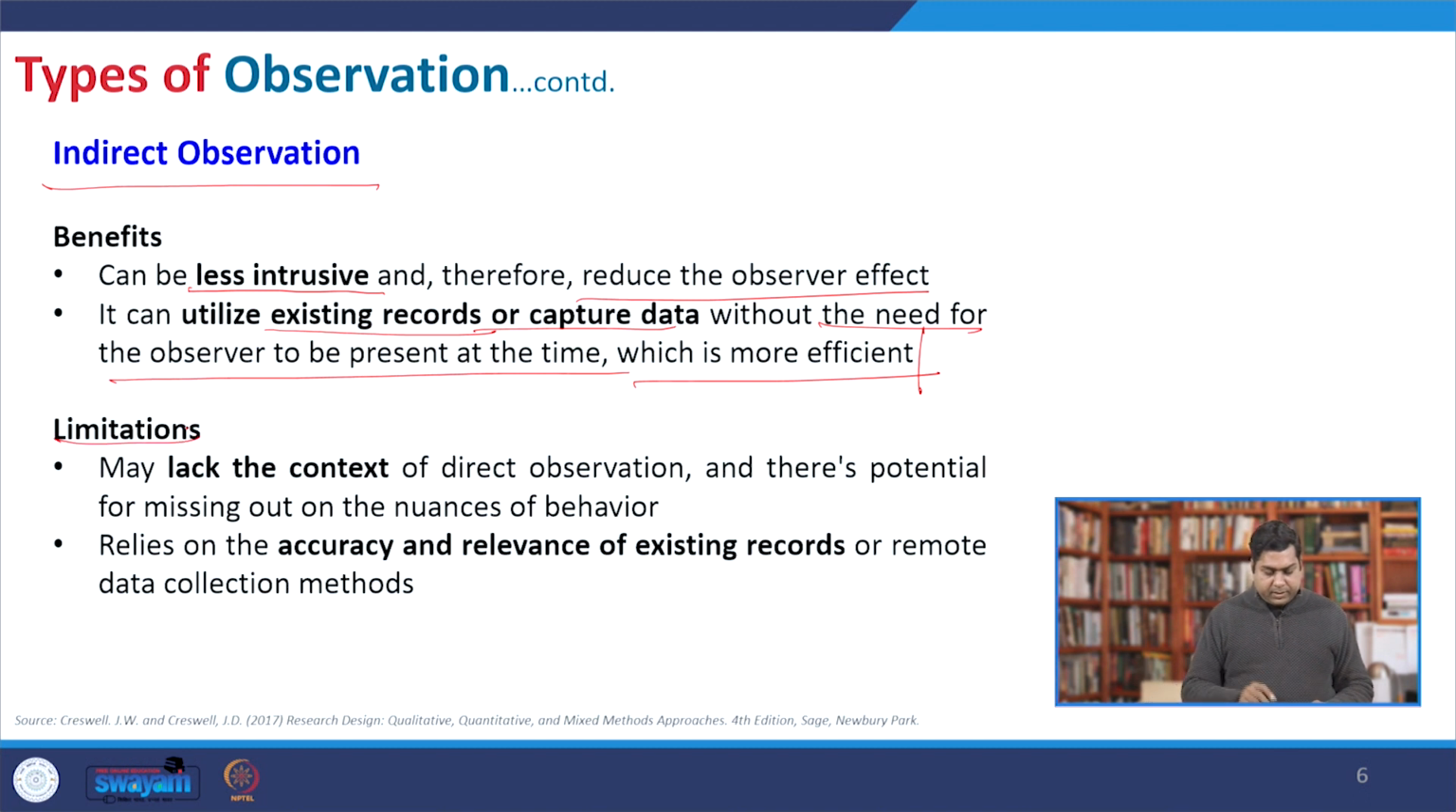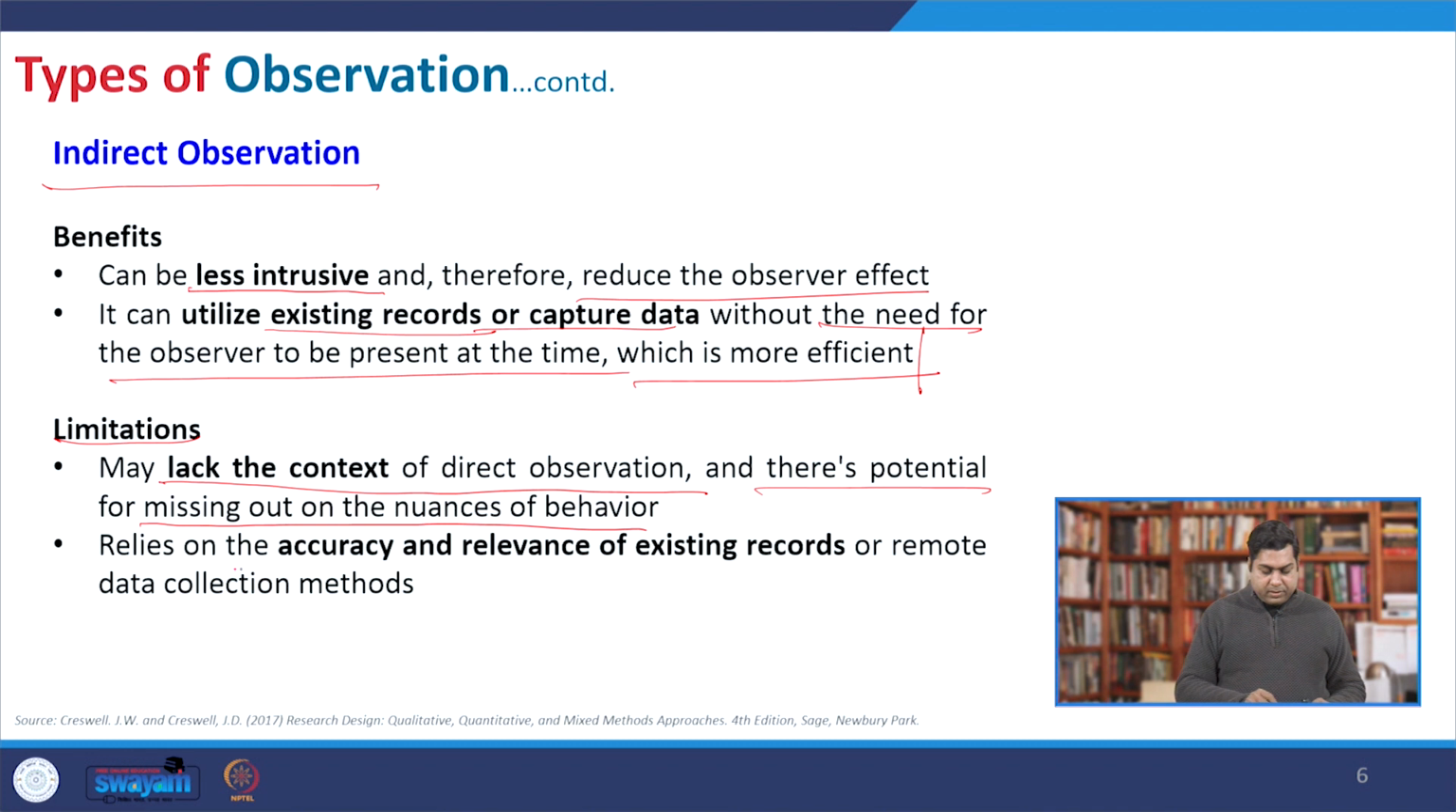Now the limitations. It may lack the context of direct observation, and there is potential for missing out some kind of behavior, which cannot be captured in a photograph. So a photograph will only tell some static information, or even a videograph will probably capture certain frames, but beyond that you cannot predict the phenomena or behavior of those subjects or the users.